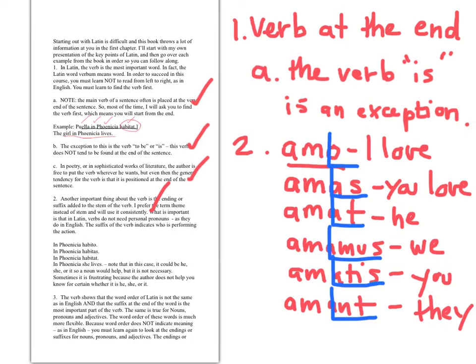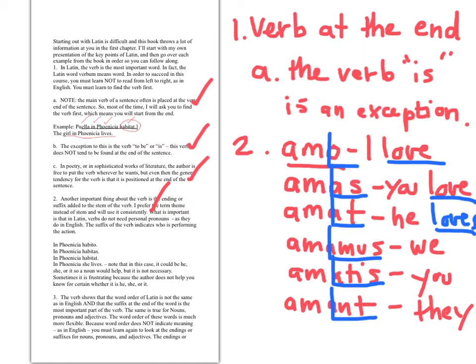In English, there are much fewer changes to the end. As you can see, I love is spelled the same as you love. He loves in English adds an S. Sorry, you can't see that full word right there. But then we love looks the same as you all love looks the same as I love, and we and they love looks exactly the same.